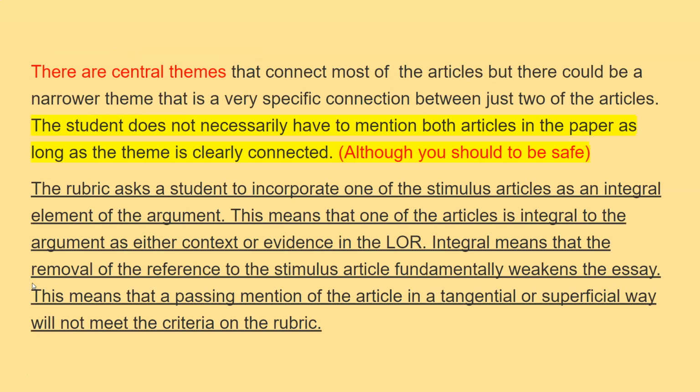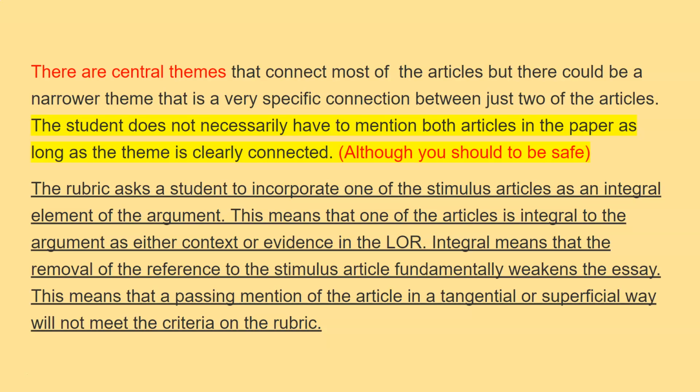All right, so I know you've seen this before. We talked about this in class. There are central themes that connect most of the articles, but there could be a narrower theme that has a very specific connection between just 2 of the articles. The student does not necessarily have to mention both articles in the paper as long as the theme is clearly connected, although you should to be safe. Like we talked about yesterday in remote lesson 1.